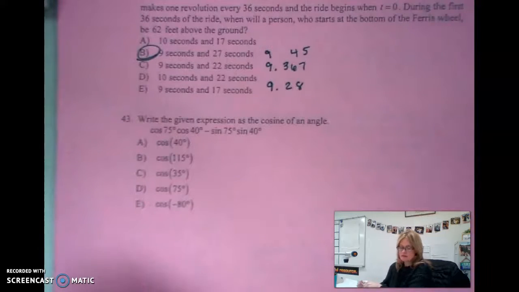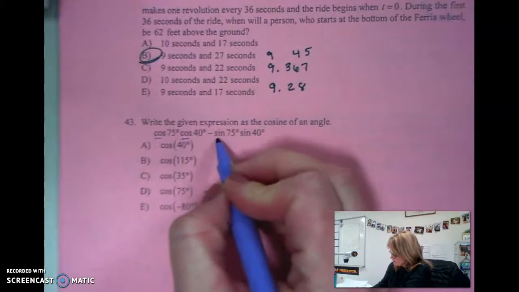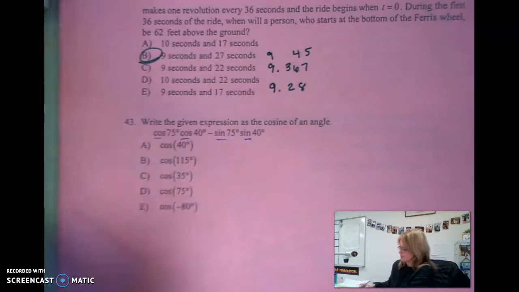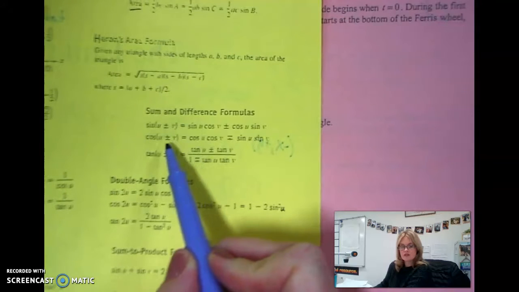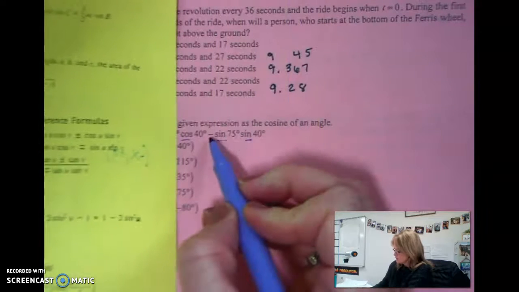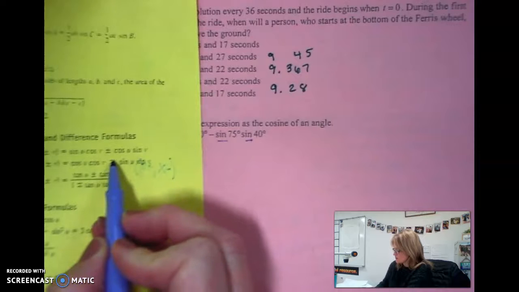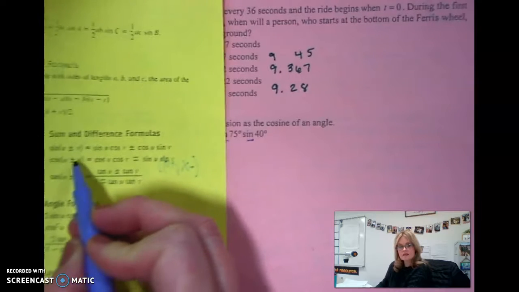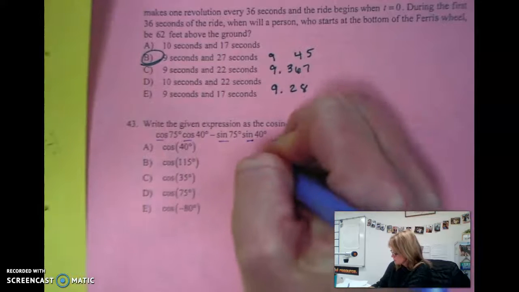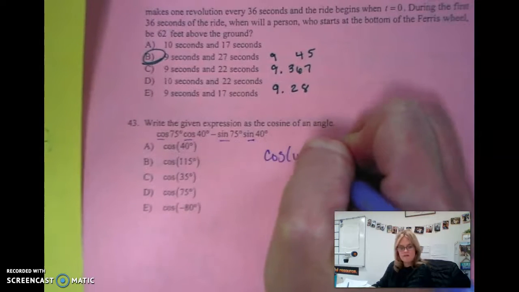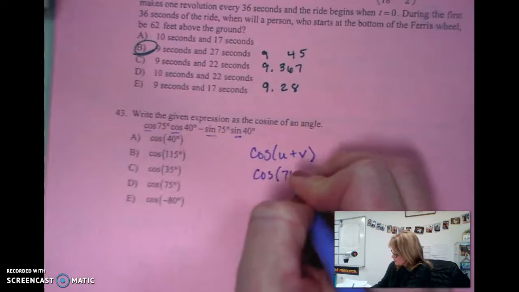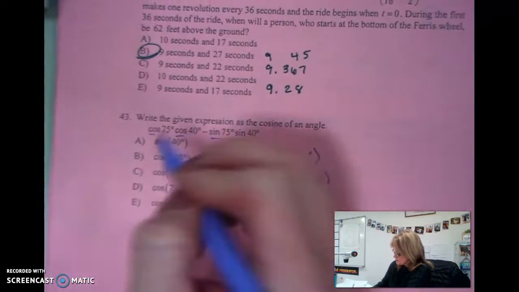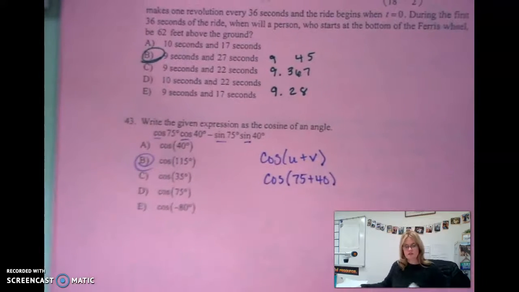All right, 43, this is using the sum and difference formula. I see I've got a cosine minus a sine. So when I look on my sum and difference formula, that is using the cosine of u, and I have to figure out, is it plus v or minus v? Because there's a subtraction here, and that's my top sign, over here my top sign is plus. So this is actually cosine of u plus v. And u is 75, v is 40, and 75 plus 40 gives me the answer, D.